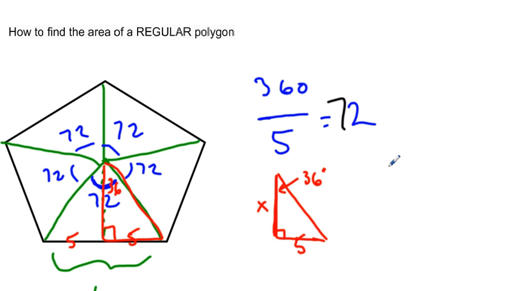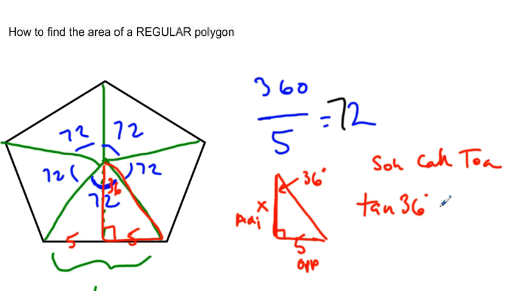Hopefully you're thinking sine, cosine, tangent, SOHCAHTOA. So you ask yourself, is this opposite, adjacent, or hypotenuse? Well, this one's going to end up being adjacent. Is this opposite, adjacent, hypotenuse? This is going to be opposite, so it ends up being tangent. And tangent's what it's always going to be, no matter what shape we're doing, as long as it's a regular polygon. You put the angle next to tangent, 36 degrees. It's the opposite one, which is 5, over the adjacent side, which is x.